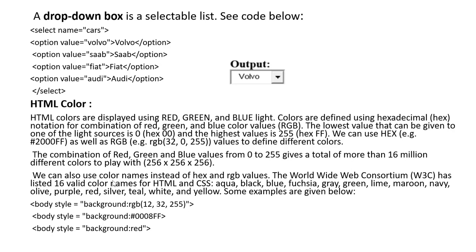You can also use color names instead of hex and RGB values. The World Wide Web Consortium, W3C, has listed 16 valid color names for HTML and CSS: aqua, black, blue, fuchsia, gray, green, lime, and so on. For example, body style background rgb(12, 30, 255), and body style background this, and body style background red. I'll show you this in the example.